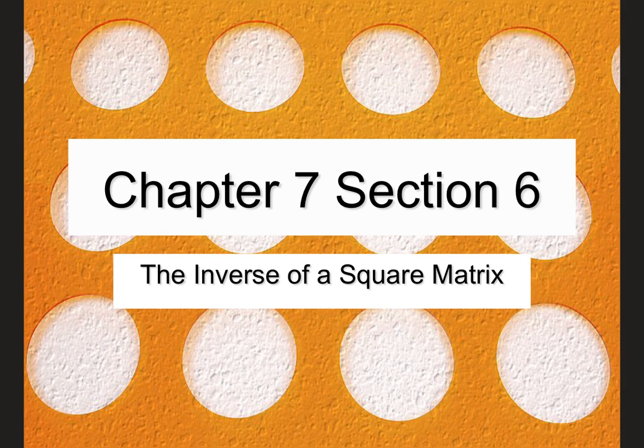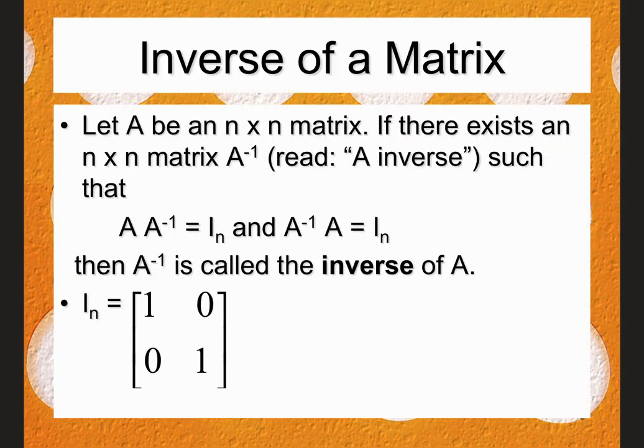All right, so 7-6 is called the inverse of a square matrix. Okay, we're not obviously done with matrices. Both these last sections are still with matrices. This is the inverse. So we're going to learn how to find an inverse, how to make sure something's an inverse, and we're going to learn how to do it with the calculator too, so you can check.